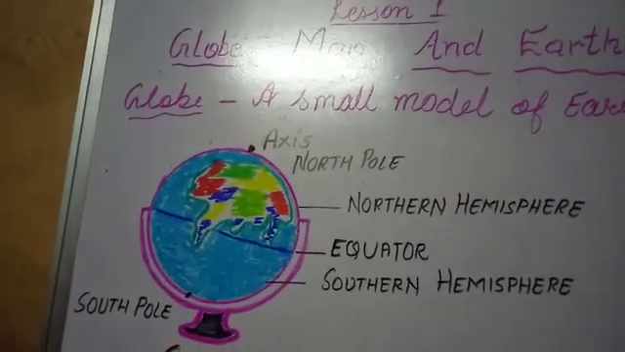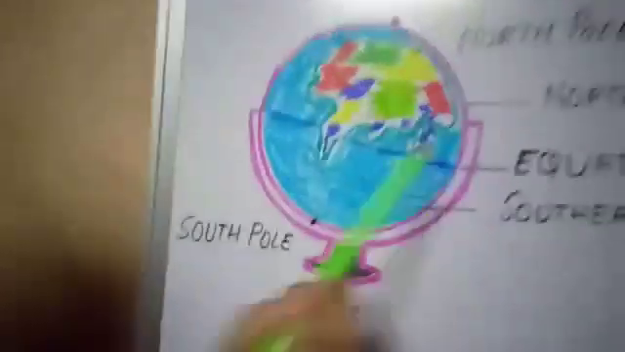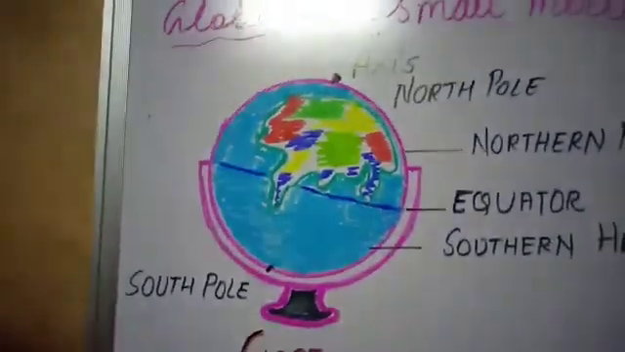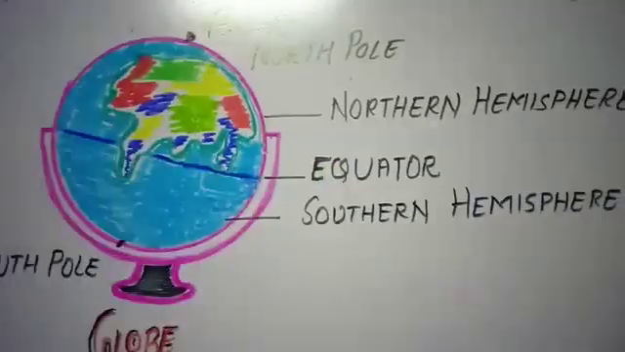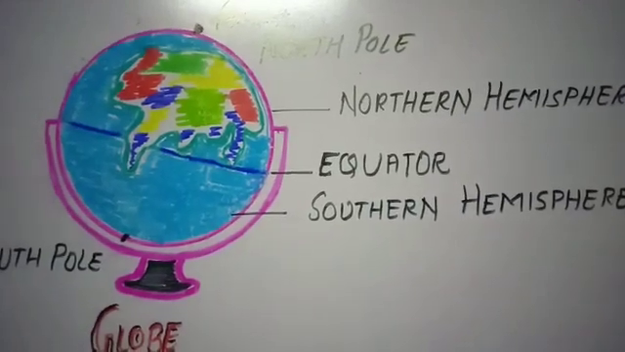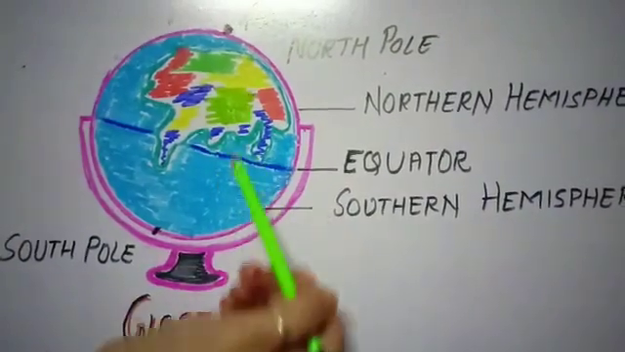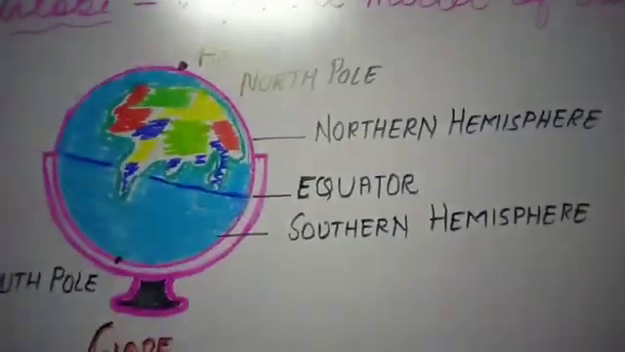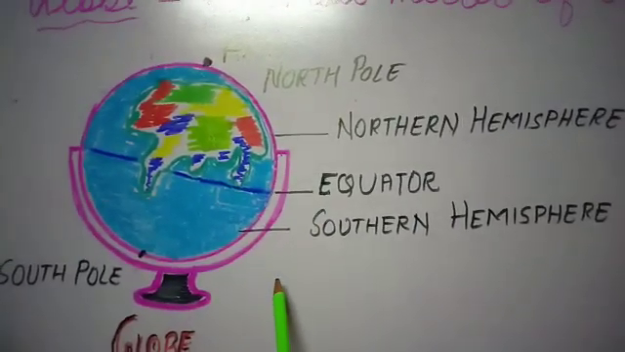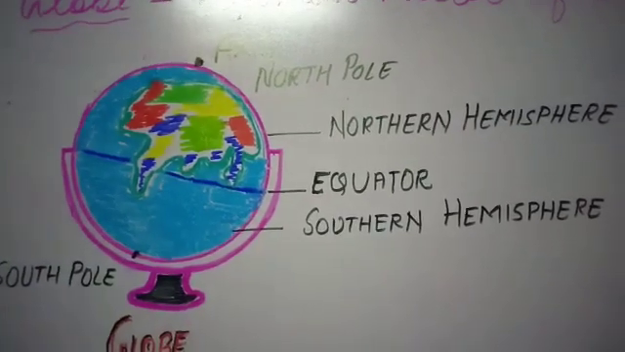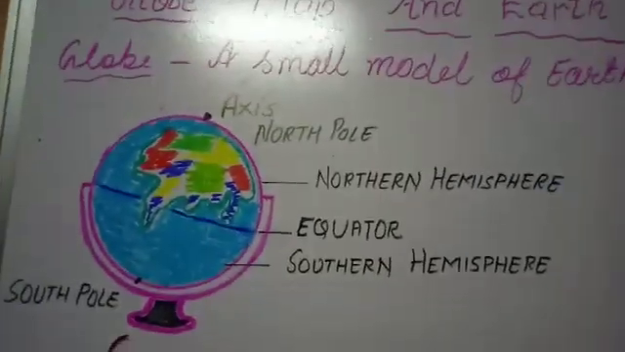Now children, listen carefully. At the middle of the globe, this line, this blue line you can see very well. At the middle of the globe, between the poles, there is an imaginary line circling the earth. It is called equator. It divides the earth into two halves called hemispheres. To the north of equator is the northern hemisphere and to the south of this is called southern hemisphere. Okay. I think you understood much about this topic of globe.